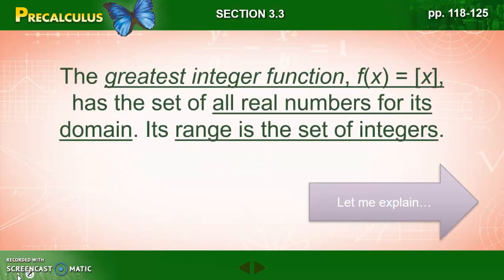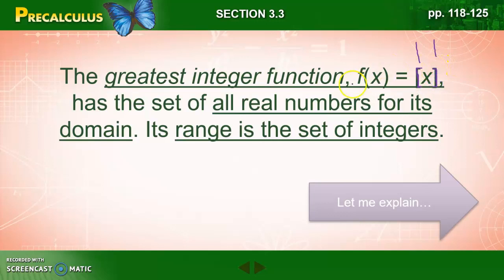The greatest integer function is a special type of piecewise function, and it's written like this. F of x equals, and then square brackets x. Be careful when you're looking at this that you're not seeing absolute value bars. Instead, we've got these square brackets.